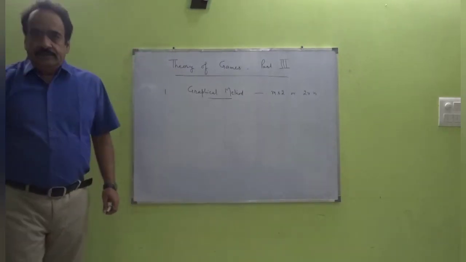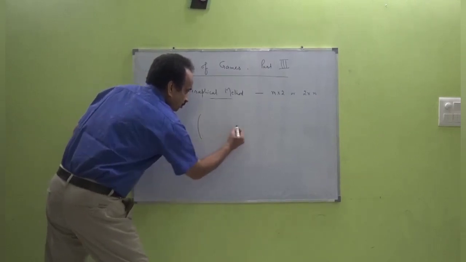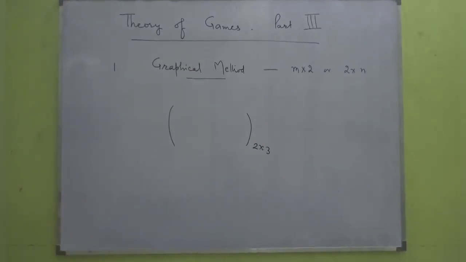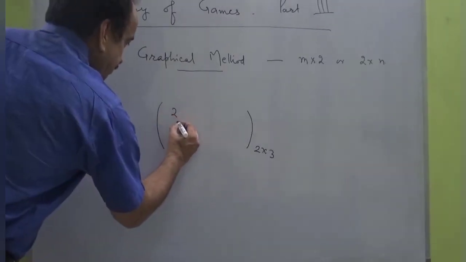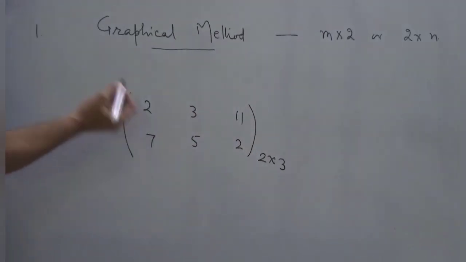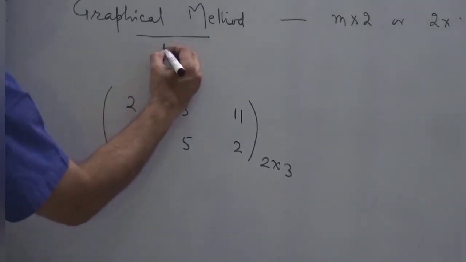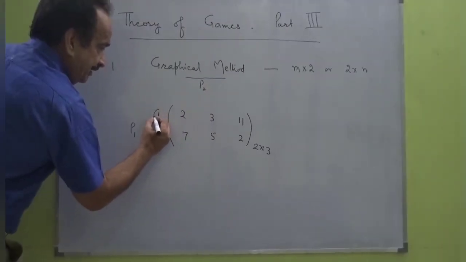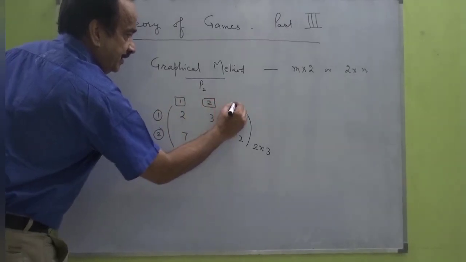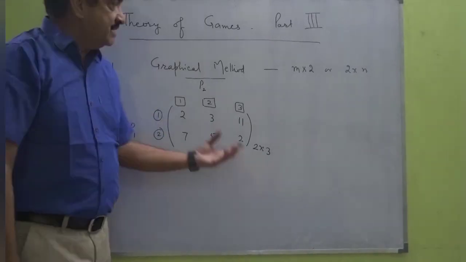To begin with, let's have an example of a game of the size 2 cross 3 with entries 2, 7, 3, 5, 11, 2. Now let's solve this game using the graphical method. We have here players P1 and P2. P1 has strategies number 1 and number 2, and P2 has number 1, number 2 and number 3. In this game we are not supposed to find max min and min max, as the graphical method is to be applied.